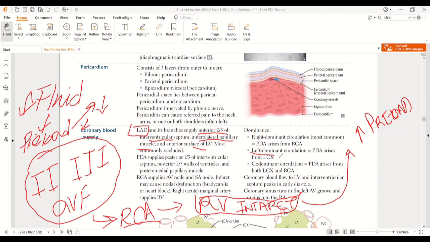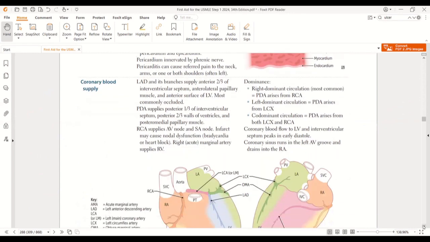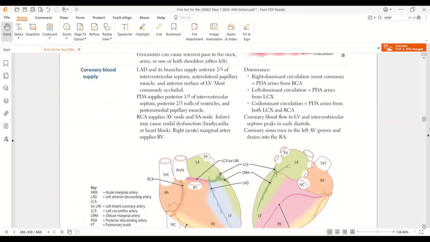Okay, one more thing. What is the coronary sinus? Can anybody tell me? It is the right venous drainage, where the coronary veins drain. So it drains into the right atrium, right? Yes, venous drainage of the right atrium.